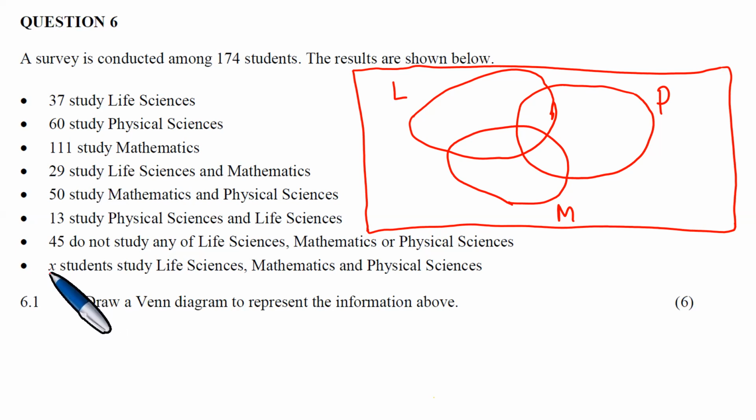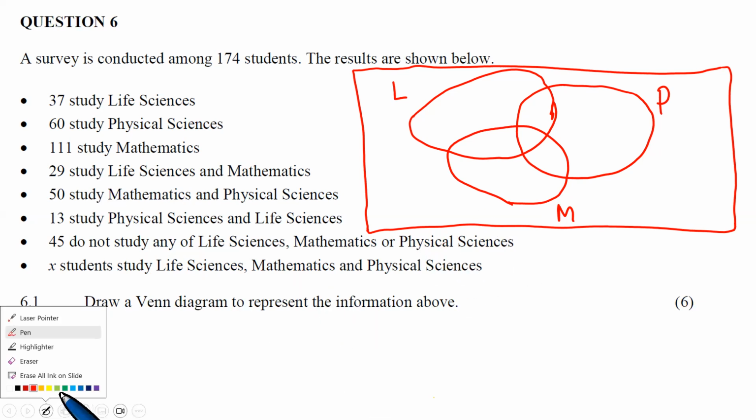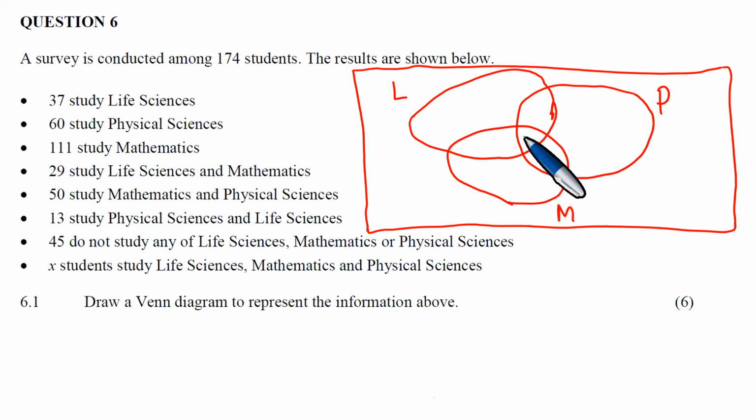X students study life sciences, mathematics and physical sciences. Okay, this is the most important thing. So X students would study those, right? So let's look at X students. X students will study life sciences, mathematics, and physical sciences. So X are here where all these events intersect. Then if you have X here, then you can come to this one.